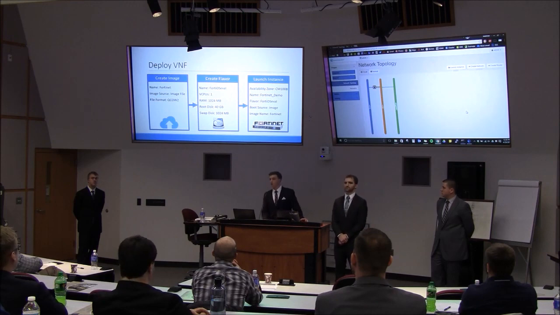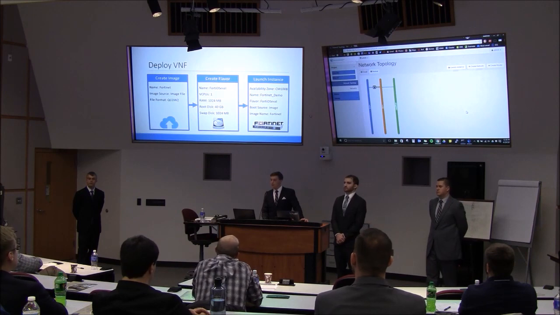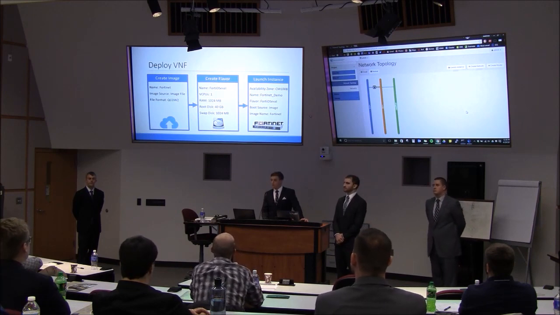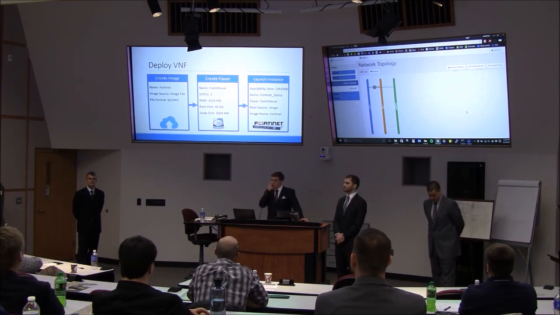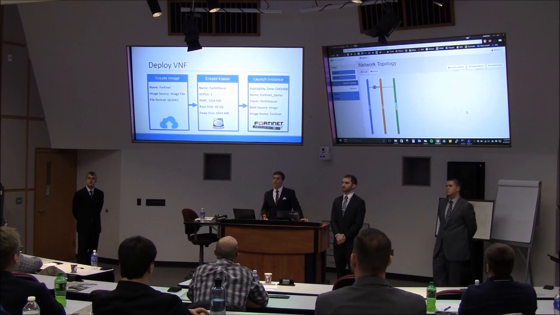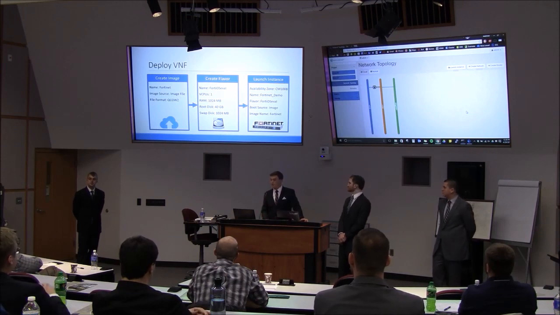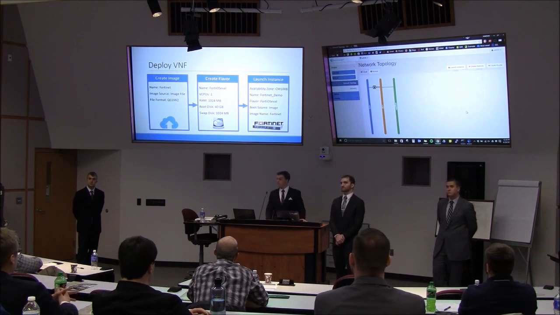Next, we would create the flavor. The flavor is a hardware requirement template. Since we're doing the Fortinet, we were pretty limited in what we could use for our hardware on this device. So 1 virtual CPU, a gig of RAM, and a 40 gigabyte hard drive. And finally, we can go in and launch this instance using these settings here.